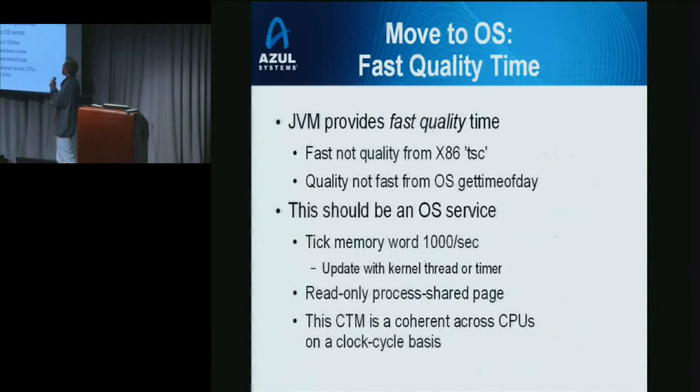So I claim that I would like to see fast quality time move into the OS. Because with the TSC register, I get something very fast, assuming the hypervisor hasn't kicked in on me, but it's not quality enough. And I can call get time of day, but it turns out that that's not as fast as I might like or could get if I move the thing into the OS. All I need to do is have the OS tick a memory word 1,000 times a second in some user mode read-only page. And this would give me something that's coherent on a clock cycle basis. All the CPUs would cache it, and they're all one cache. It'd be cheap, it'd be coherent, whatever. It'd be easy to do.